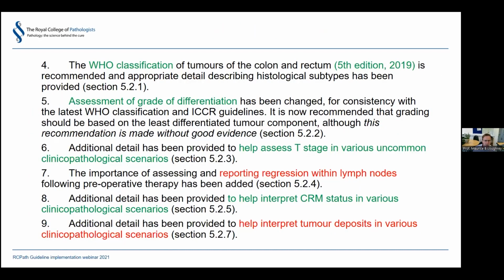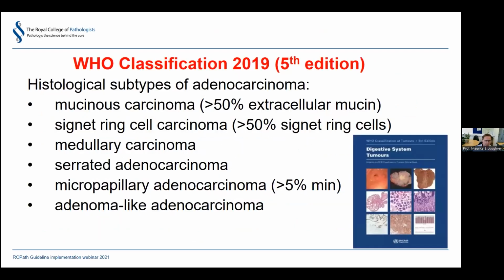Okay, back to the list of changes. So the next two are around the WHO classification of tumor typing and assessment of grade of differentiation. And I want to address these two together. So just in brief, we endorse and recommend the 2019 WHO classification of histological subtypes. And we're aware of and familiar with most of these, but I think we probably underreport medullary, serrated, and micropapillary adenocarcinomas. So just to flag and be aware of the definitions of these.